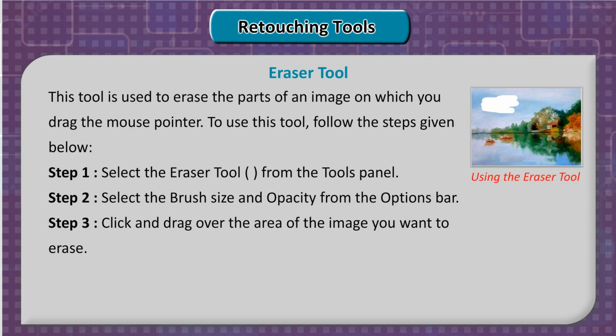Eraser tool. This tool is used to erase the parts of an image on which you drag the mouse pointer. To use this tool, follow the steps given below. Step 1. Select the Eraser tool from the Tools panel. Step 2. Select the brush size and opacity from the options bar. Step 3. Click and drag over the area of the image you want to erase.